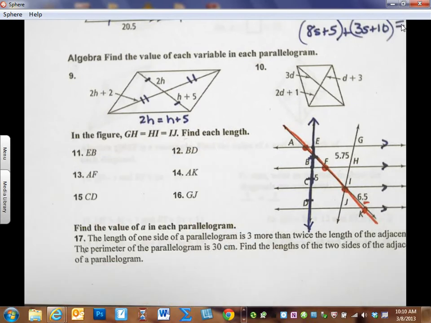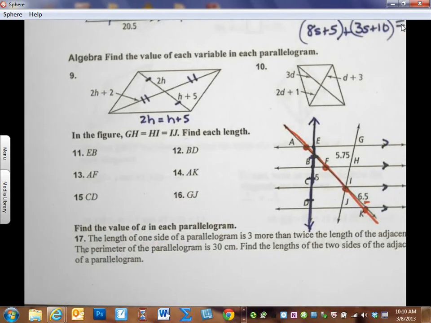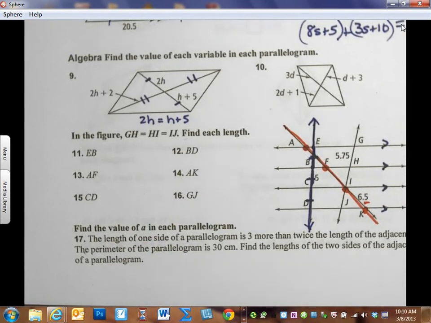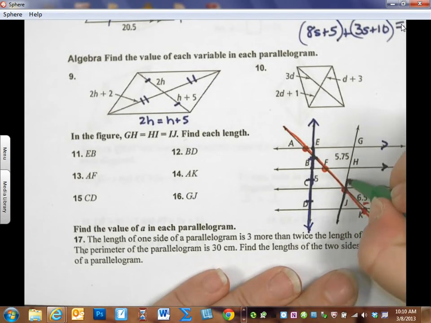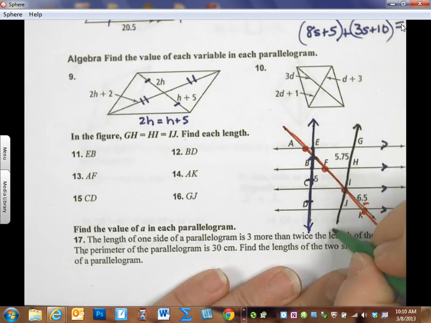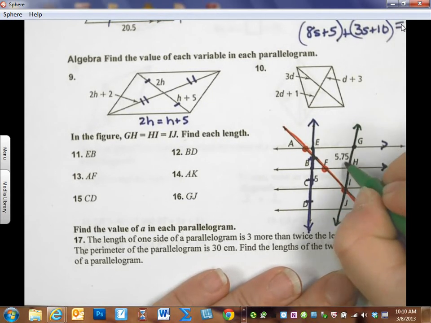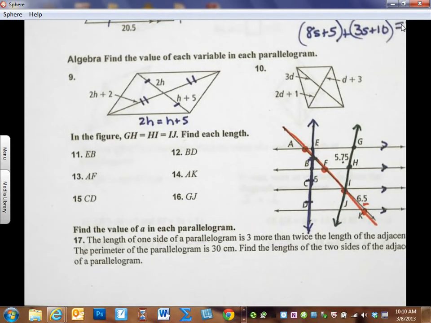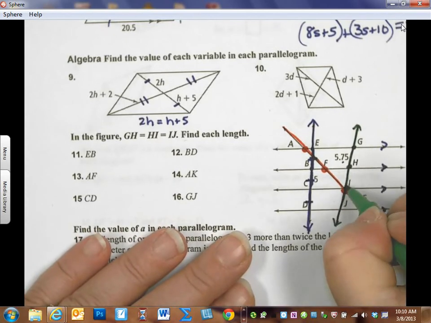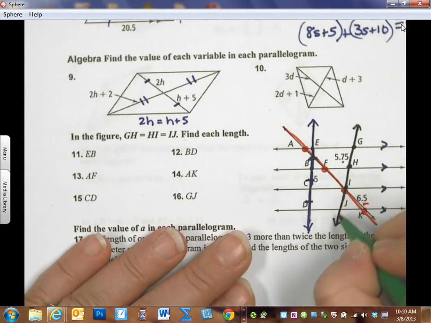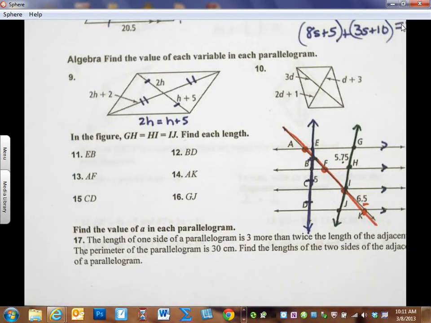And then we have a third line. They tell me from here to here is 5.75. So from here to here is 5.75. From here to here is 5.75. So can you do an odd or an even?